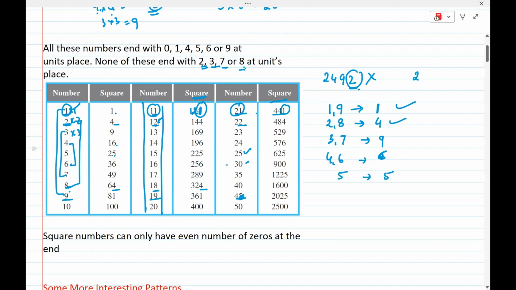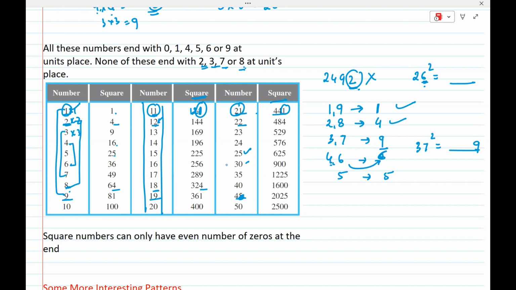So if I say I have 26 square, what is the unit place in the answer? I know if the digit ends with 6, its square will end with 6. Same way, if I have 37 square, the unit place of its square will definitely be 9. So this can be a one-marker question in your exam. Hope you understood this concept.